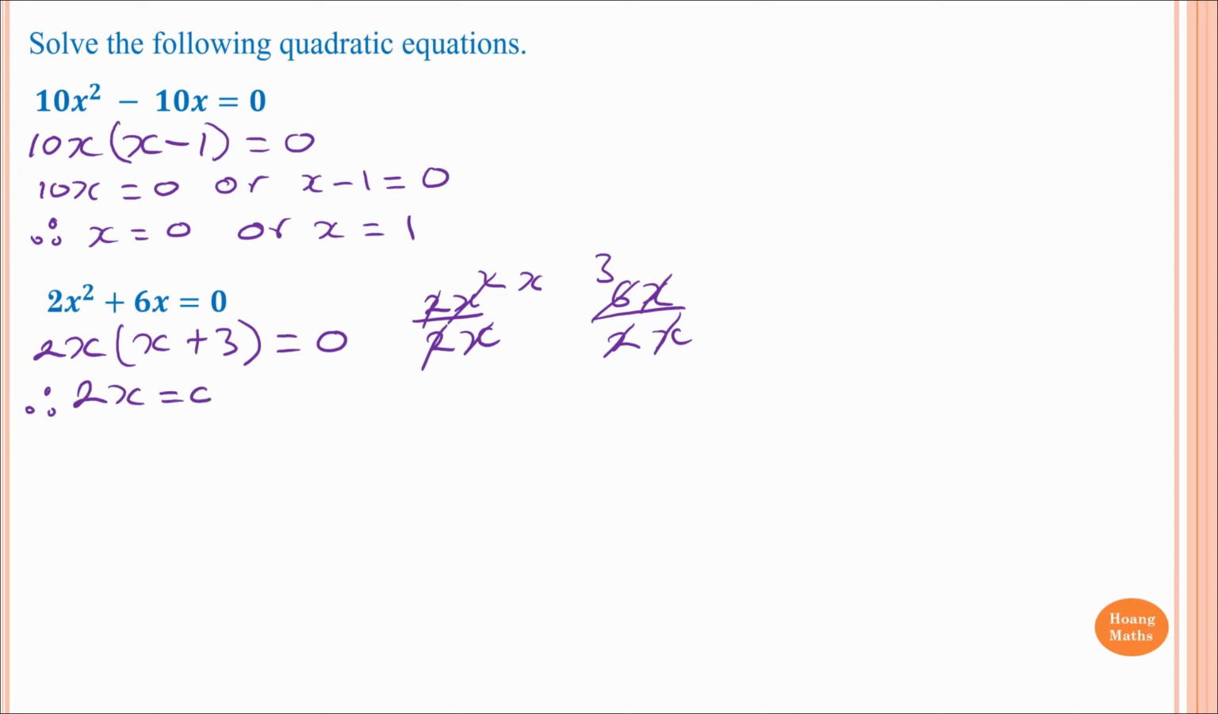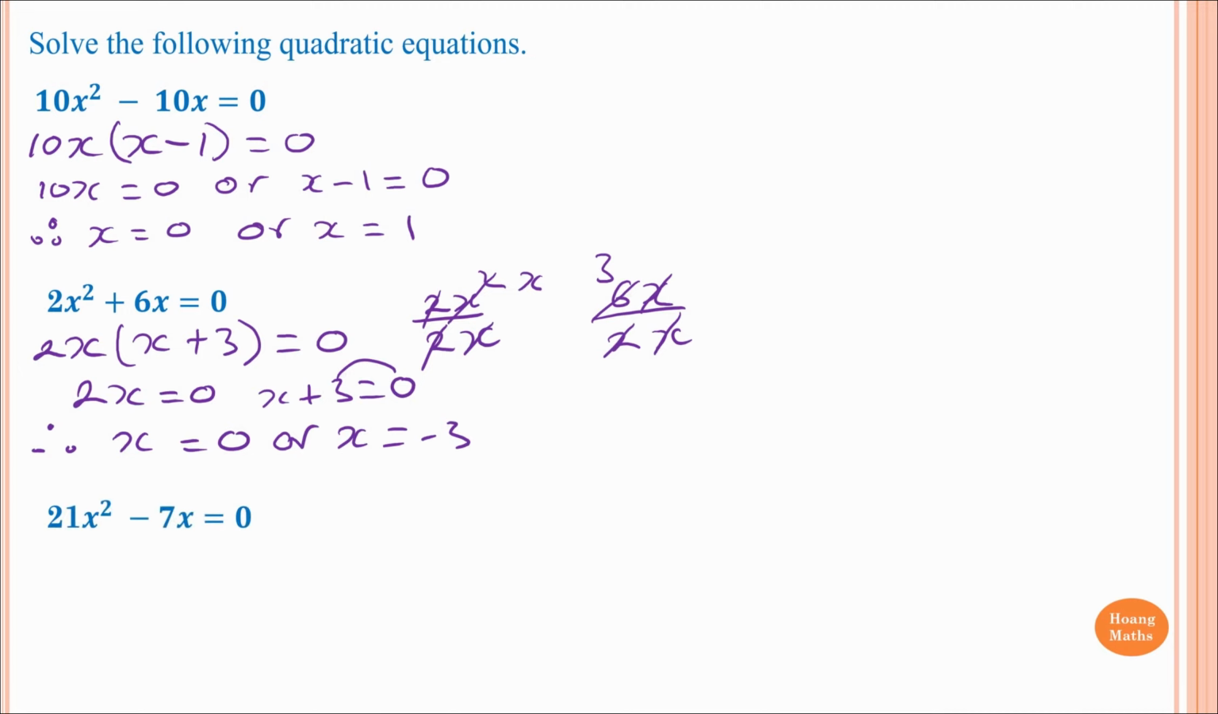2x is equal to 0, or x plus 3 is equal to 0. Now 2x, I divide by 2 both sides, still gives me 0. So I clear this first. We should write at the end. So therefore x is equal to 0. I move this to the side. Or x is equal to negative 3. So therefore x is equal to 0 or x is equal to negative 3.